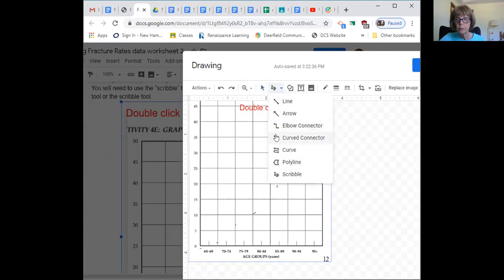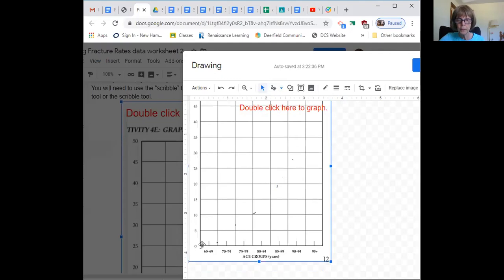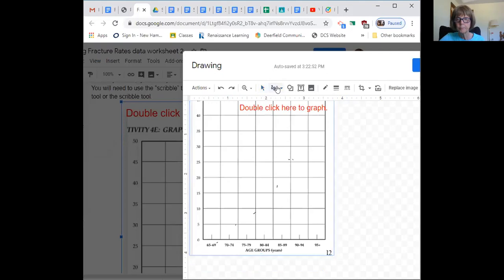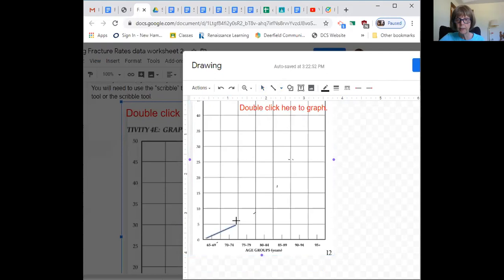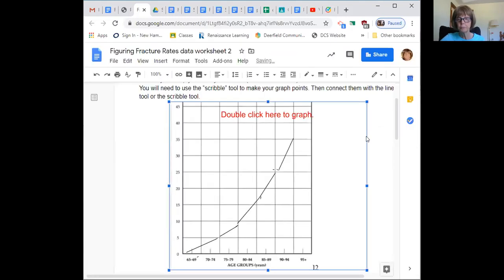I'm just going to use a plain, well, I'll use the scribble tool again. And I can hopefully, I didn't get the scribble tool. I hope you'll do better than me. Maybe I'll use the line tool and I can connect dot by dot by dot until I get my graph. And then I can close that graph and there it is.